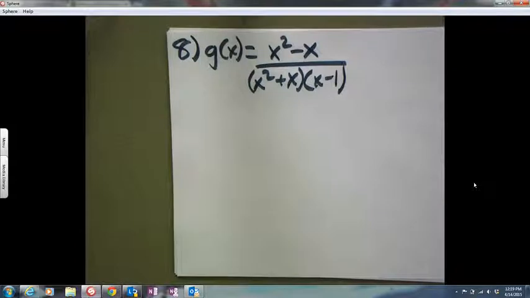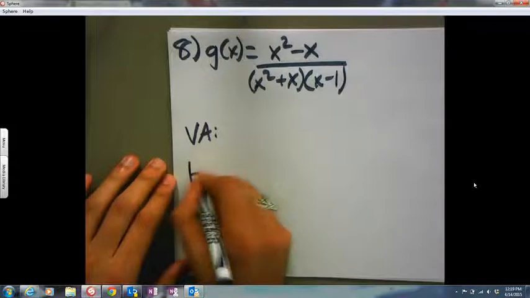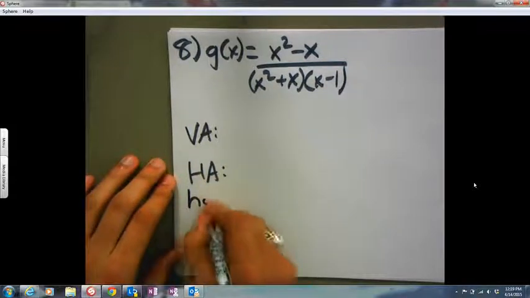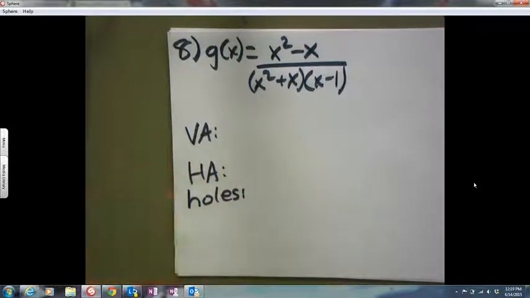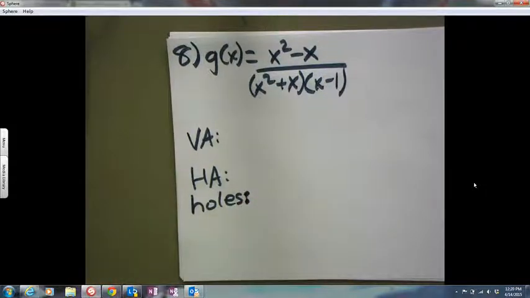And for all of these box problems, here's what you need to find. You need to find the vertical asymptotes. You need to find the horizontal asymptotes. And you need to find the holes. Those are the 3 things you need to find for all these problems with the boxes.